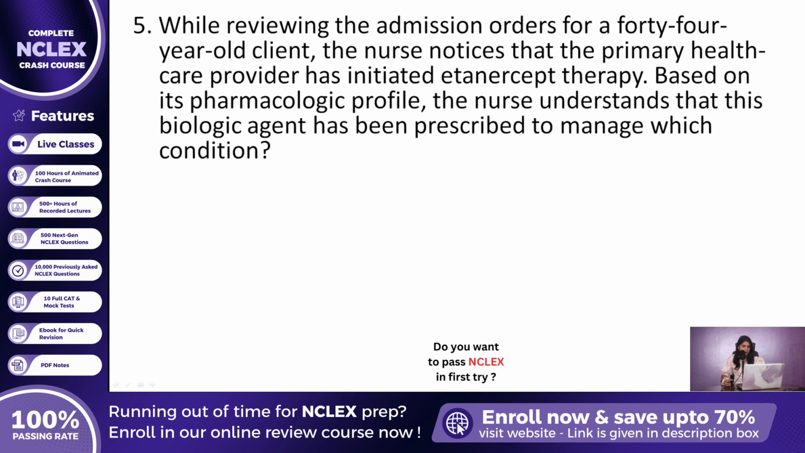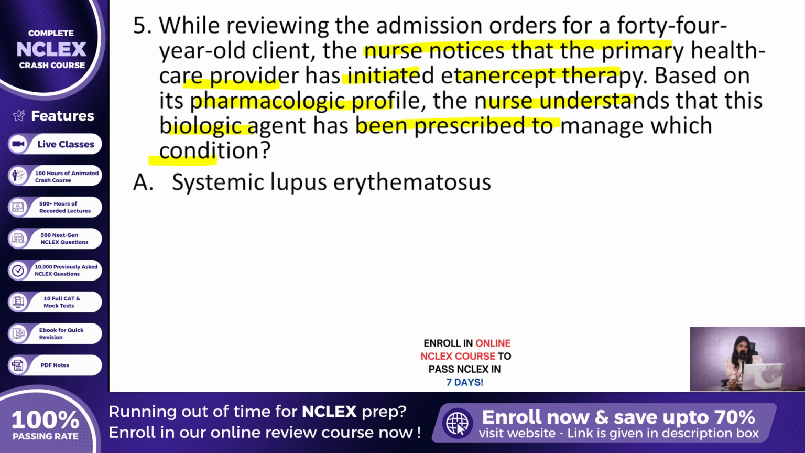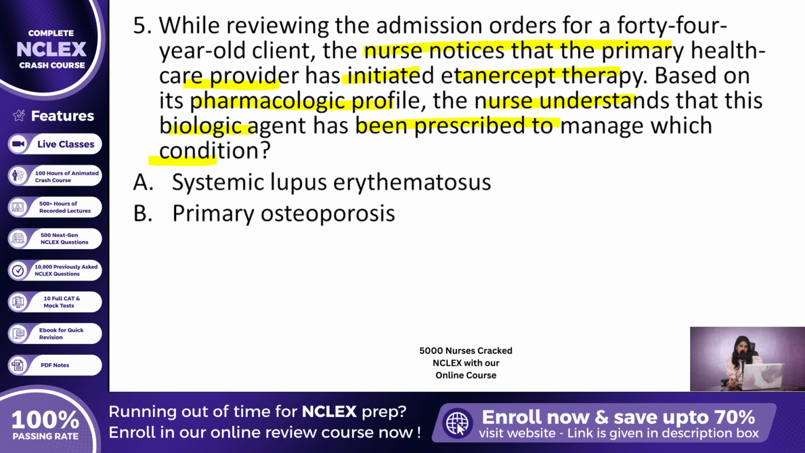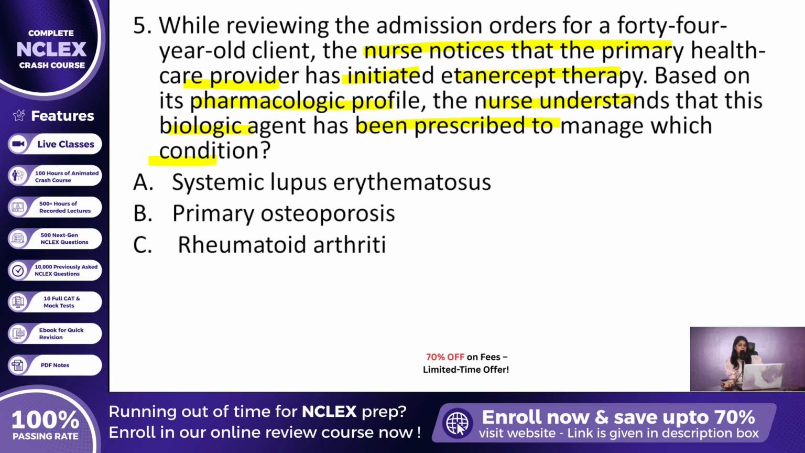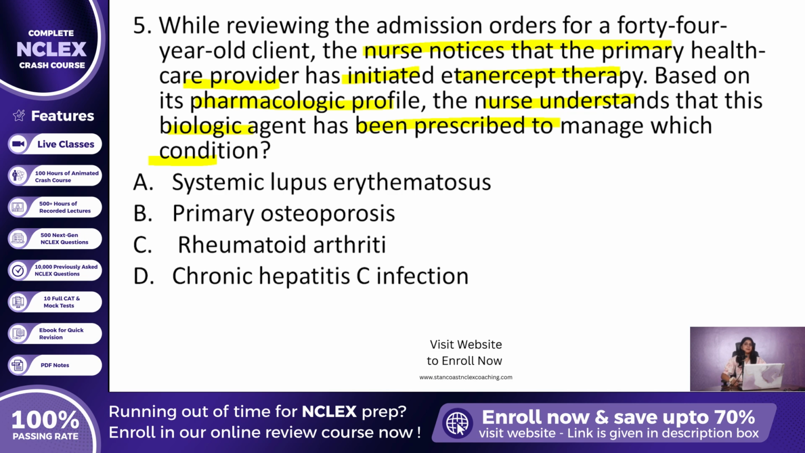Here comes question 5. While reviewing the admission orders for a 44-year-old client, the nurse notices that the primary healthcare provider has initiated etanercept therapy. Based on its pharmacologic profile, the nurse understands that this biologic agent has been prescribed to manage which condition? Consider each possibility carefully. Option A, systemic lupus erythematosus. Option B, primary osteoporosis. Option C, rheumatoid arthritis. Option D, chronic hepatitis C infection.